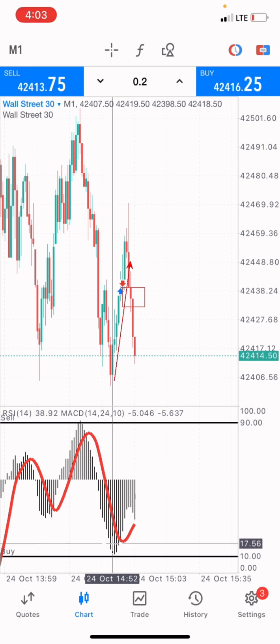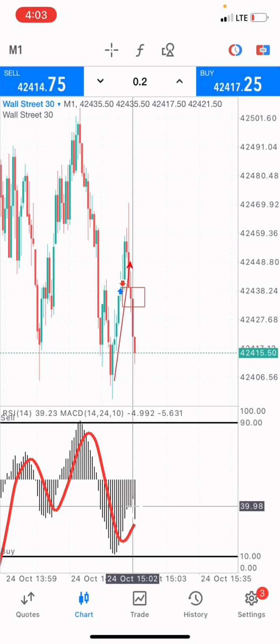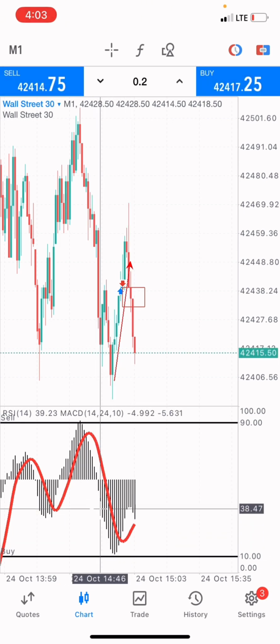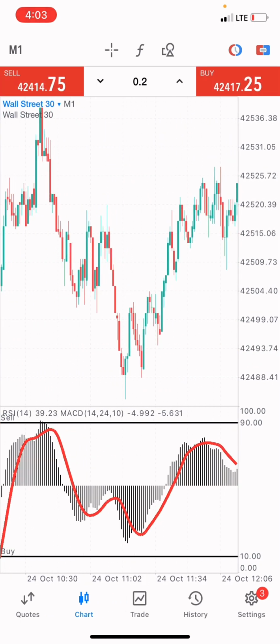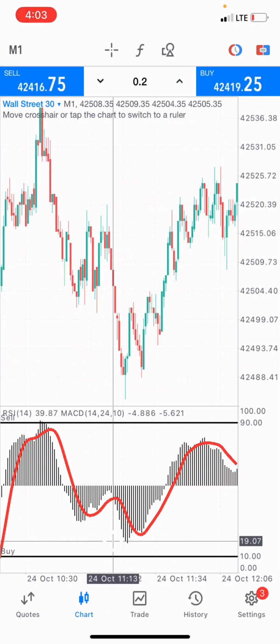Take a look. This is the second MACD line this market is creating now. This is the first MACD line towards the downward trend. I want to show you what I'm talking about. I want to show you a good scenario. Look at it here. This is it, guys.